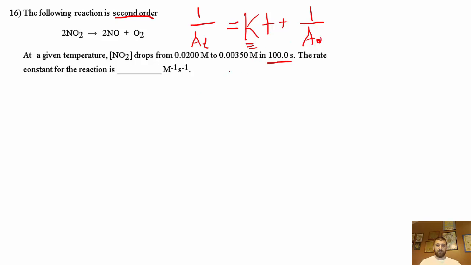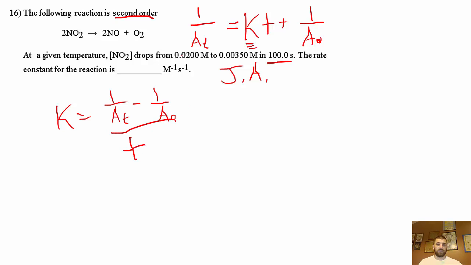So let's just do a little algebra, and we get k equals 1 over At minus 1 over A0, all divided by t. Now this right here, where it drops from, that is our A0. This 0.0035, that is our A at that time. And our t right there is 100 seconds. So now it's just a plug and chug. Simple as that. Plug those in.